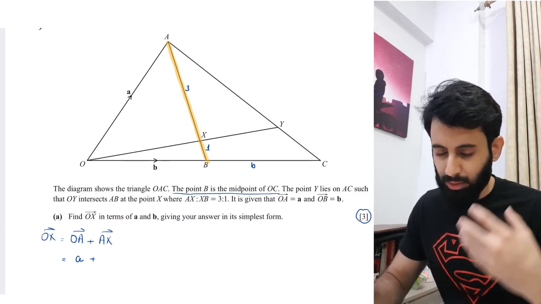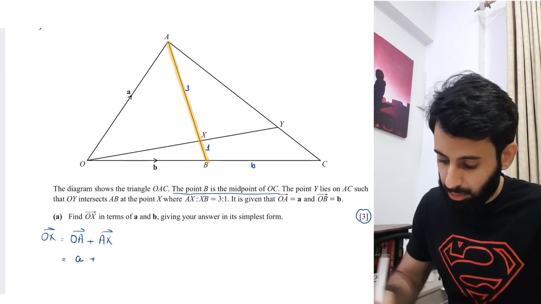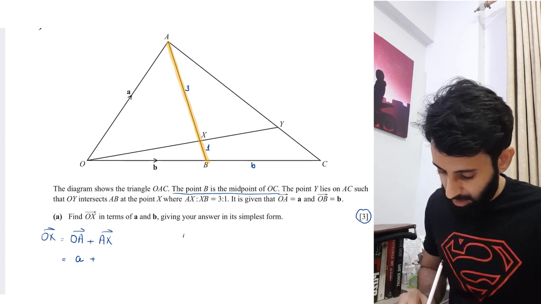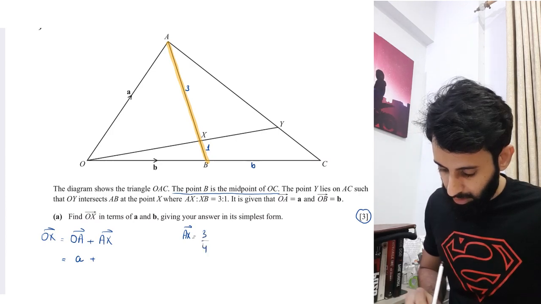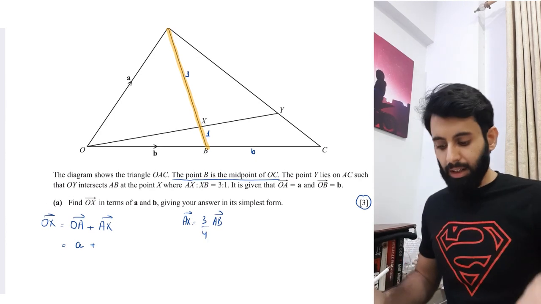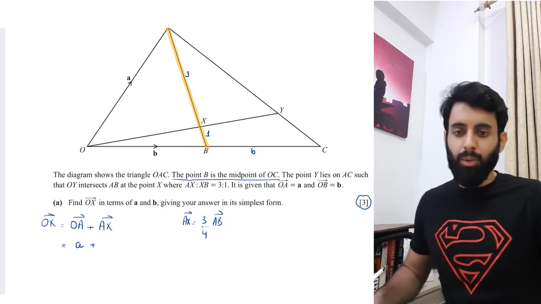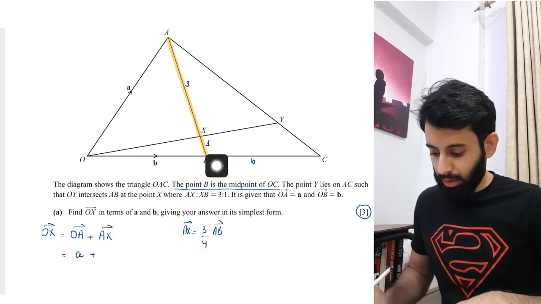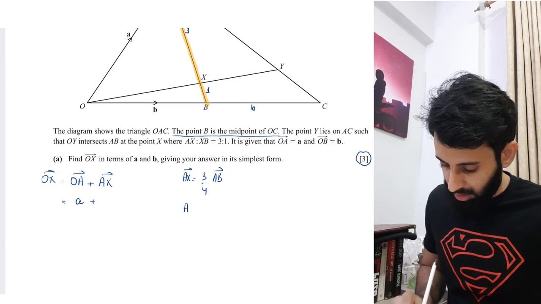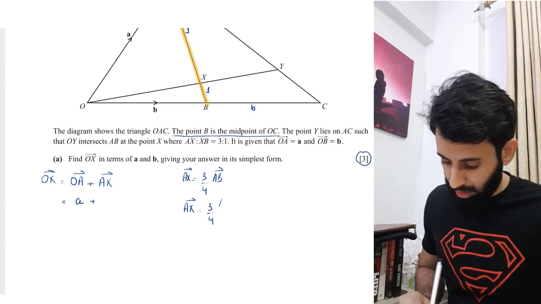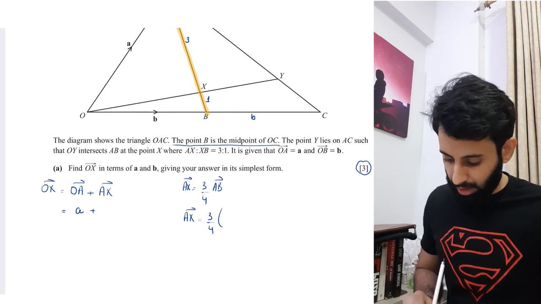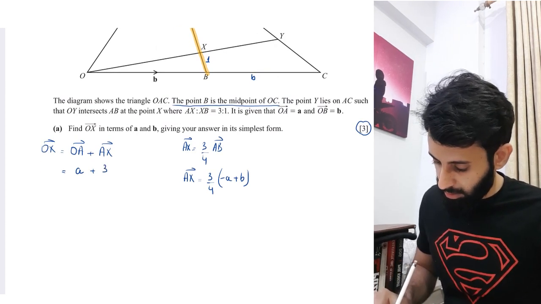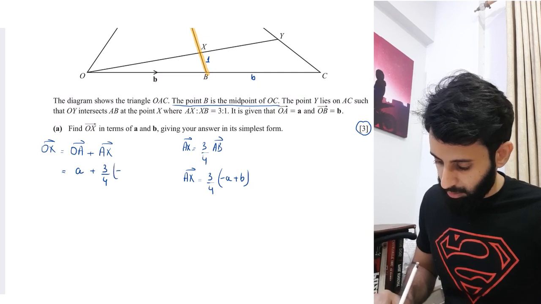If I want to work out what fraction of AB it is equal to, we just saw that AB has been broken down into 4 parts and AX takes 3 of those. So AX is basically equal to 3/4 of AB. That means I can figure out AX if I can figure out what AB is equal to. Can I figure out AB? Absolutely yes. All I've got to do is go from A to O and then from O to B. So AX can be worked out by simply taking 3/4 of, since I'm going from A to O, that's minus A, and then from O to B, that's plus B. So this is what AX is equal to, and I'm just going to replace it over here: plus 3/4 of minus A plus B.